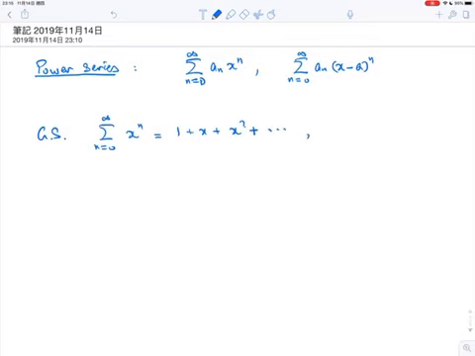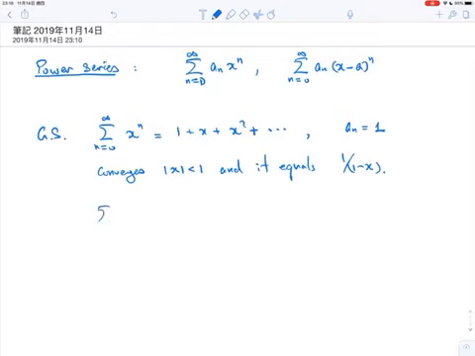And you can see that in this case, all the a_n would be equal to 1. And we know that this geometric series converges when the modulus of x is less than 1. And in this case, the sum is actually known, in this form.